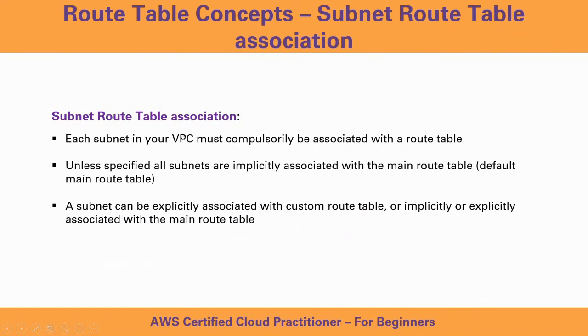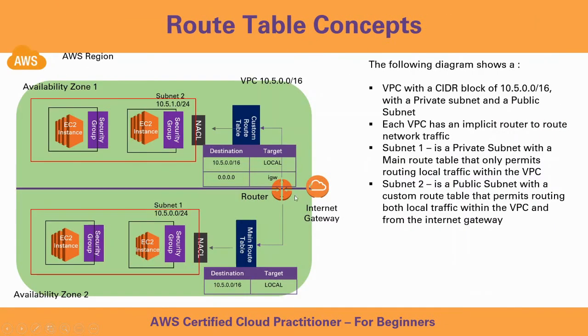Finally, subnet route table association. Each subnet in your virtual private cloud must compulsorily be associated with a route table. Unless specified, all subnets are implicitly associated with the main route table, which is the default main route table. A subnet can be explicitly associated with a custom route table, as was the case over here.